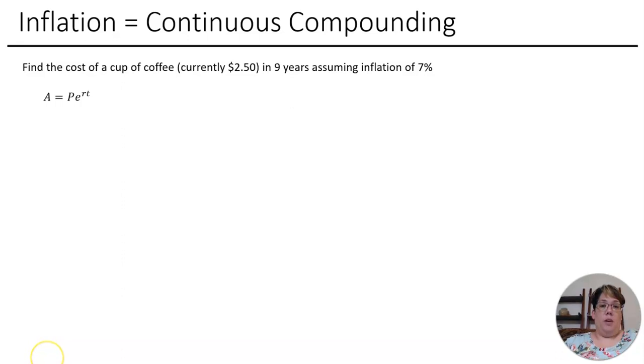Find the cost of a cup of coffee in 9 years, assuming inflation of 7%. So I'm going to use that formula and plug everything in. So what we did is 2.5 e to the 0.07 times 9. I plug all of that into my calculator, and in 9 years, that same cup of coffee will be $4.69. So all of that goes into your calculator and you would get 4.69.